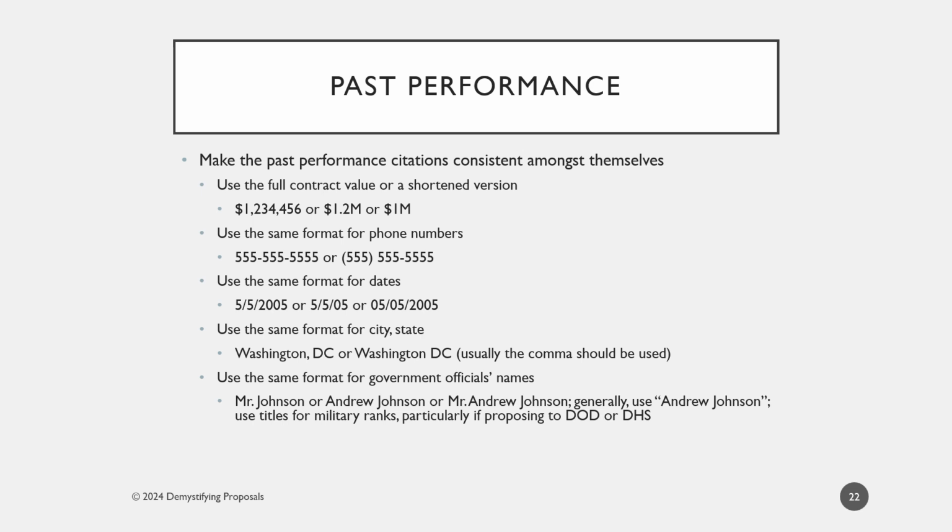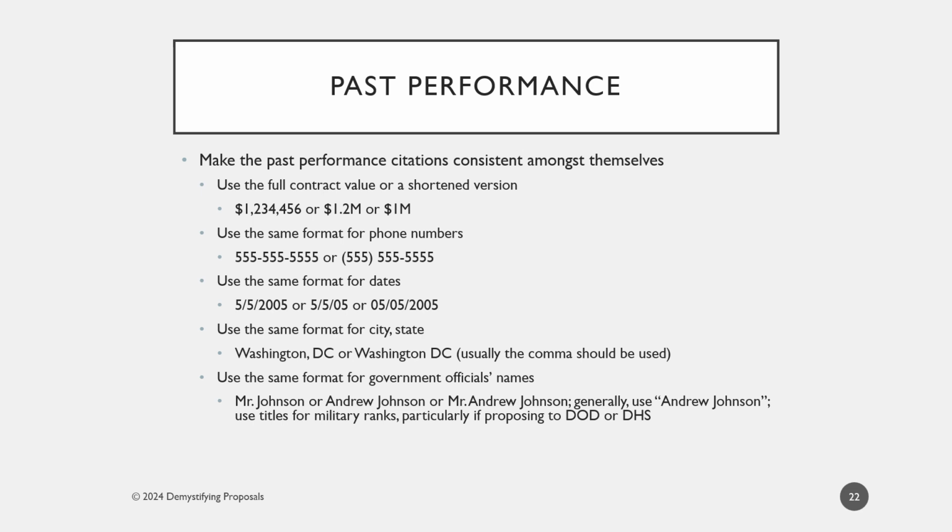Same thing for phone numbers, whether you use the area code with a dash or the area code with parentheses, doesn't really make any difference, but make them consistent. This is just sort of to make things look clean and to make them look nice. It's not a compliance issue, it's just a good practice. Same thing for dates, right? So you can do 5/5/2005, or you can do 5/5/05, or you can do 05/05/2005. Doesn't make any difference, just make them consistent.